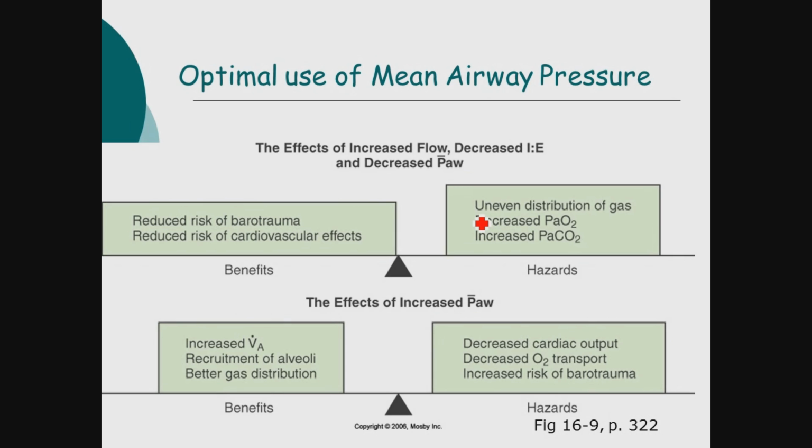And this is the balance that we end up doing. There are certain benefits, certain hazards. If I have a reduced mean airway pressure, that's a good thing because I'm not having as many cardiovascular side effects, but I also don't have as high of a PaO2. If I have a higher mean airway pressure, oxygenation is better, but also there's the risk of some kind of damage. So you're always trying to balance the benefits with the hazards whenever you're dealing with mean airway pressure.